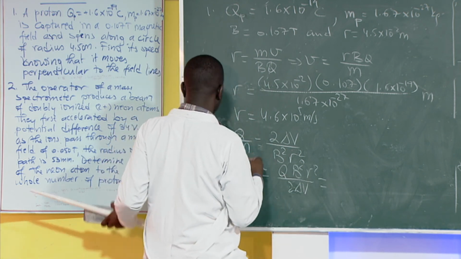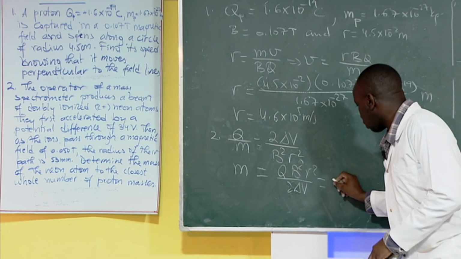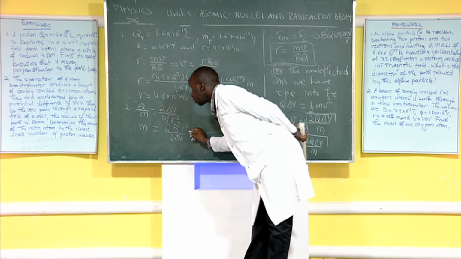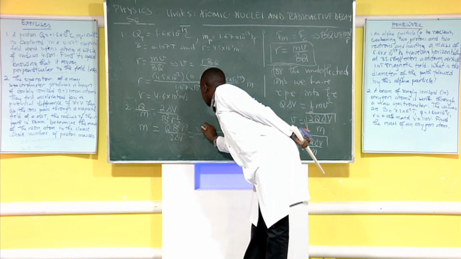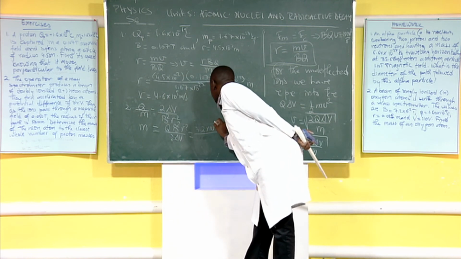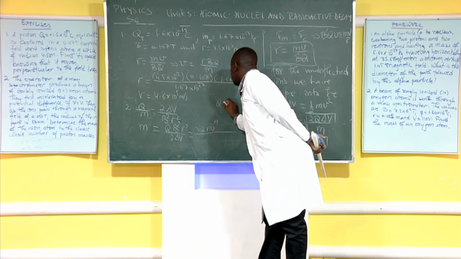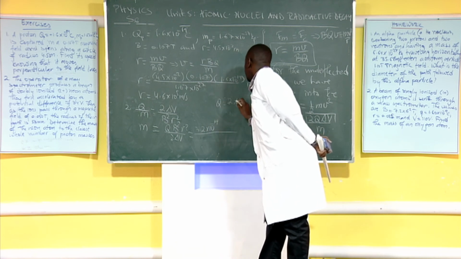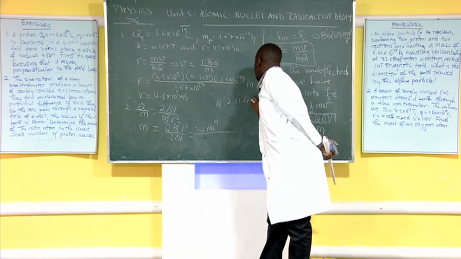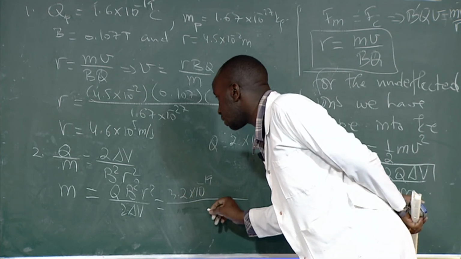So let's substitute. We have 3.2 times 10 power minus 19. You know, this is the charge, because the charge is going to be 2 times... no, it is, yes, it is 2 times 1.6 times 10 power minus 19 coulomb. So then you find this 3.2 times 10 power minus 19.